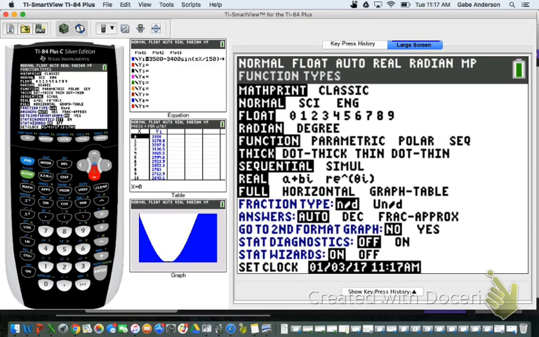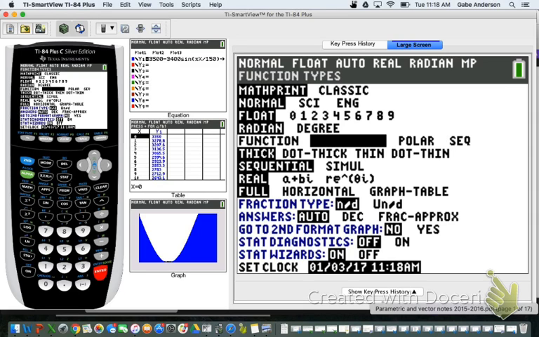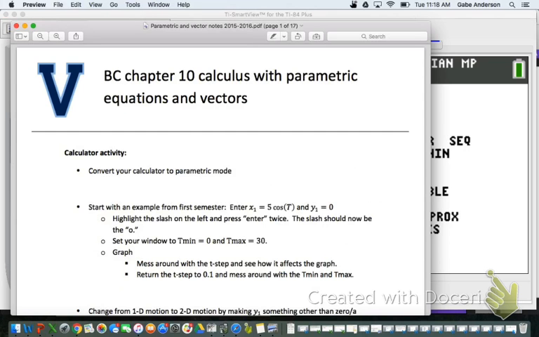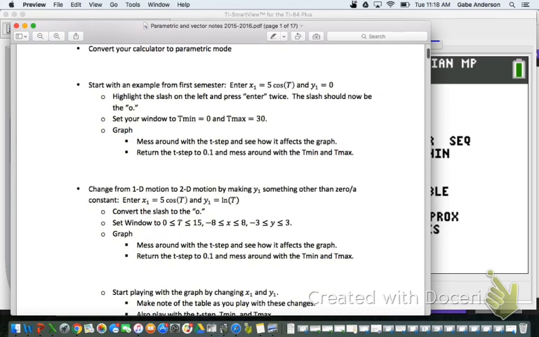So you've probably only ever done function and maybe polar, right? So maybe you've done polar, maybe others have not. So we're going to do parametric mode. So go ahead and hit enter on parametric mode. And once you've done that, if we flip back to the notes here, the notes say we're going to start with an example from the first semester.